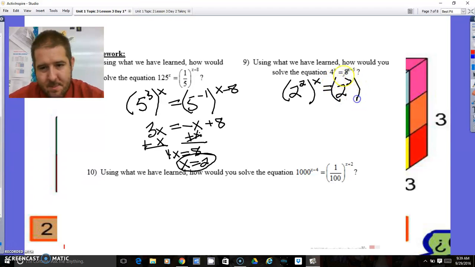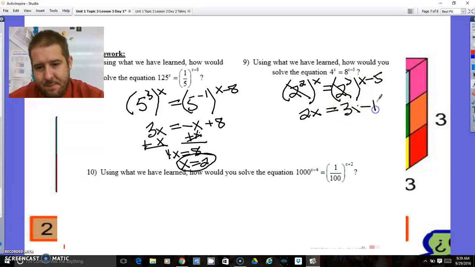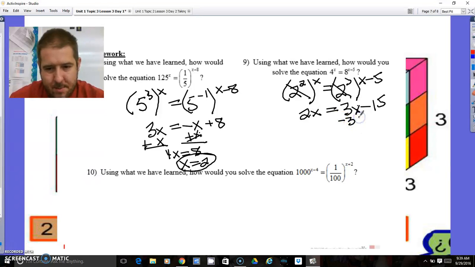For whatever reason, it's not making 3's today. X minus 5 was already there. 2 times x is 2x. The bases, remember, the bases wipe themselves out. Equals 3 times x is 3x, and 3 times negative 5 is negative 15. Now we're ready to solve. Now I know what you're saying. Usually I'm going to move the one that's smaller, but in this case I am going to move the bigger one. I'm going to break my own rule.